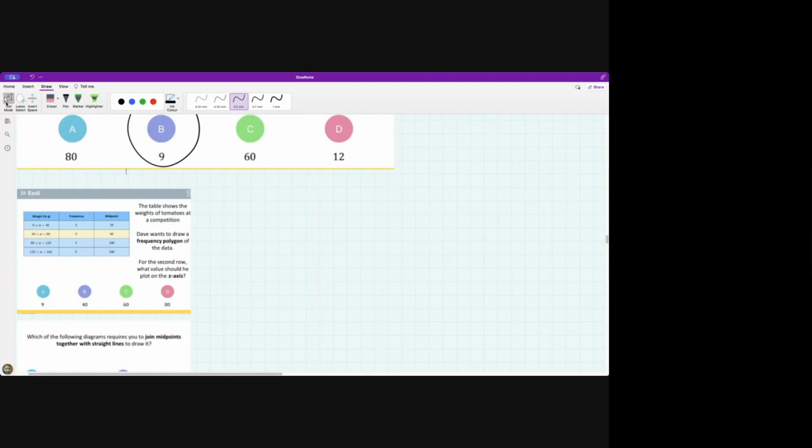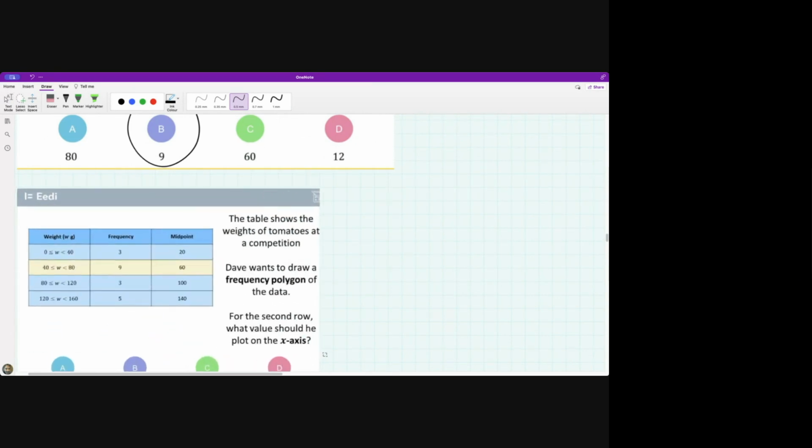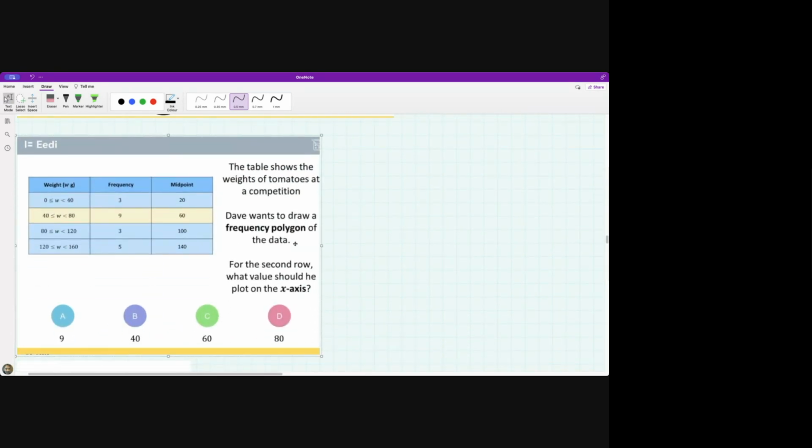Let's do this one. The table shows the weights of tomatoes. Dave wants to draw a frequency polygon of the data. For the second row, what value should the plot be on the x-axis? Would you get A, B, C, or D? Remember, they're talking about the x-axis here.